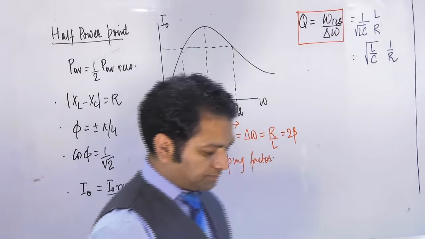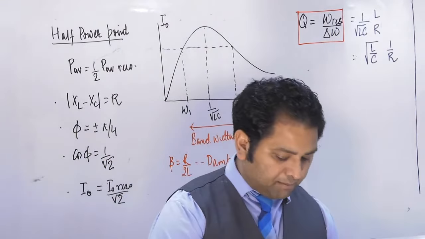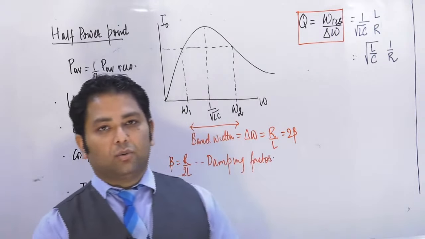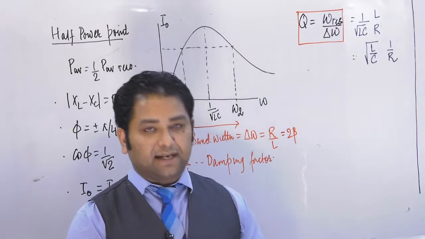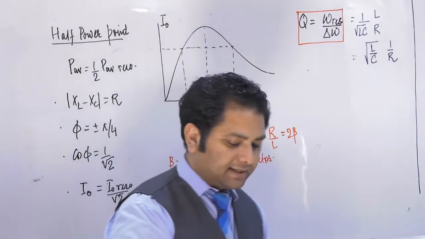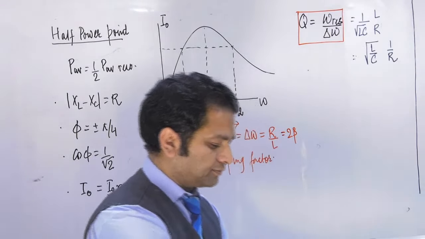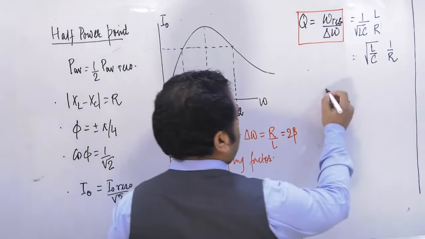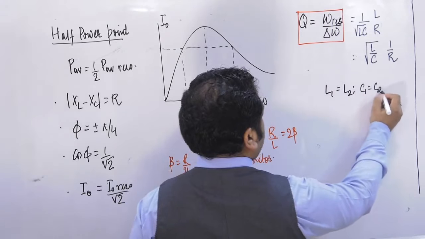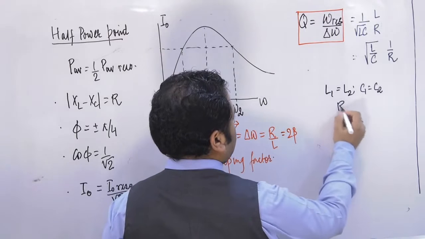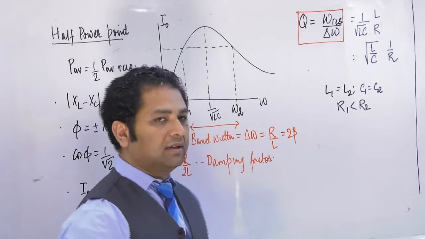So this is another important definition. And finally, one ending point about the damping factor. Let's try to see what a small damping factor and a large damping factor would mean. Just remember one thing. Suppose I say, let's say L1 equals L2, C1 equals C2, and let's say R1 is less than R2. So this is the condition.